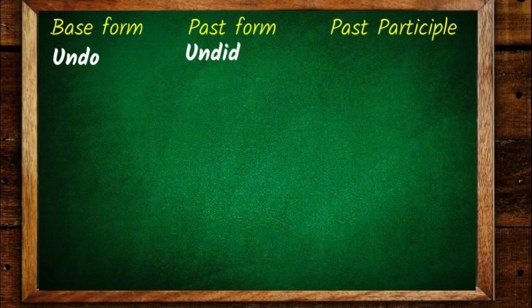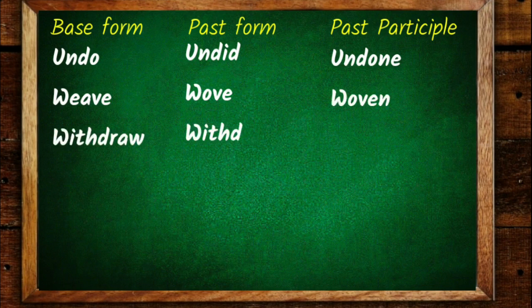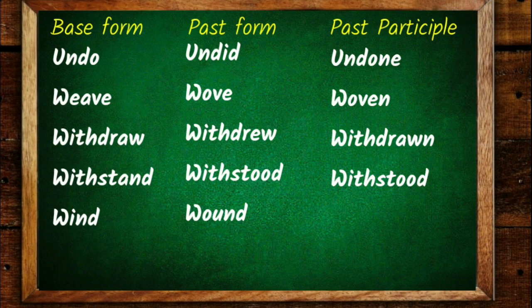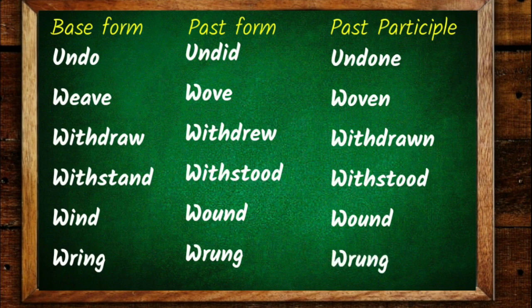Undo, undid, undone. Weave, wove, woven. Withdraw, withdrew, withdrawn. Withstand, withstood, withstood. Wind, wound, wound. Ring, rang, rang. Undo, undid, undone. Weave, wove, woven. Withdraw, withdrew, withdrawn. Withstand, withstood, withstood. Wind, wound, wound. Ring, rang, rang.